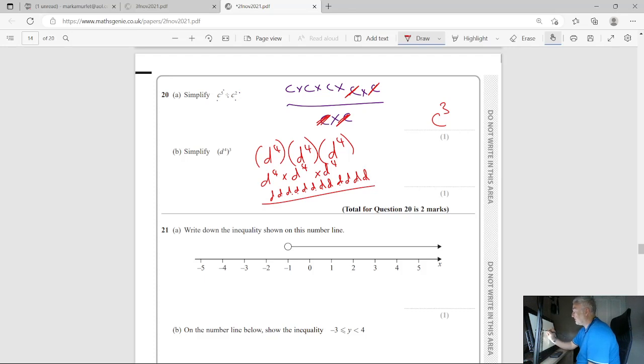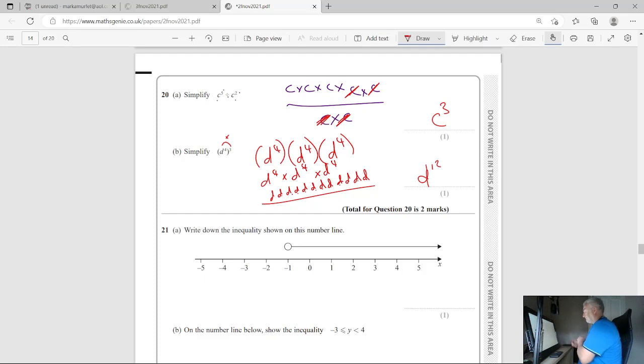Okay, and you can see what I've done is that means using the law of indices, any power raised to another power is going to give me a multiplication. So 4 times 3. So d to the power of 12 is my answer.